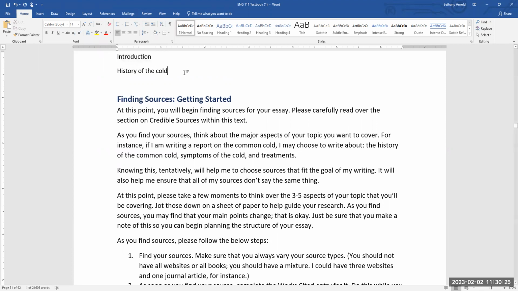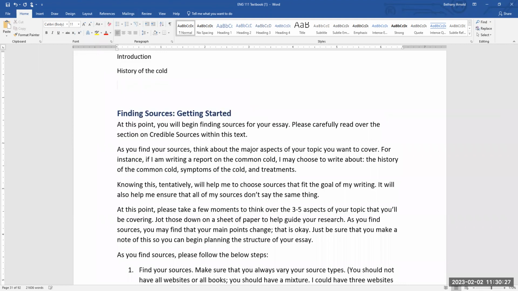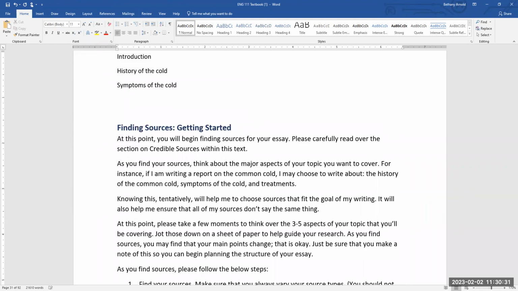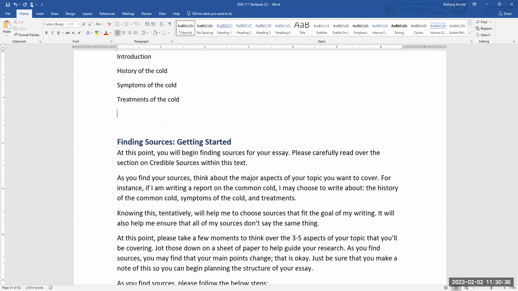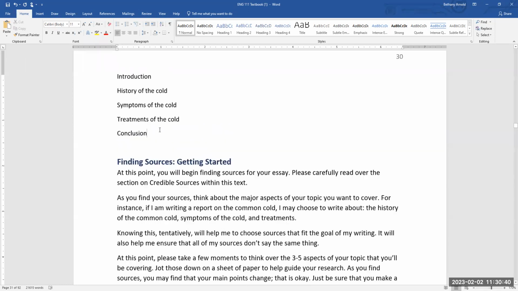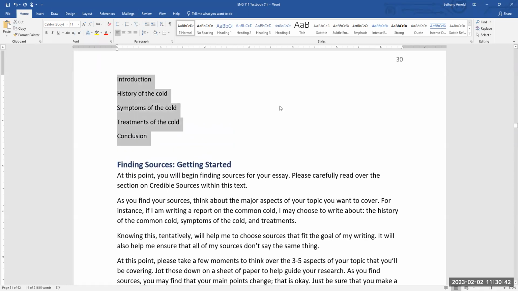I know I want to talk about symptoms of the cold. And I know I want to talk about treatments. And of course, I end with a conclusion. So this is all I mean when I say begin with a structure in mind.